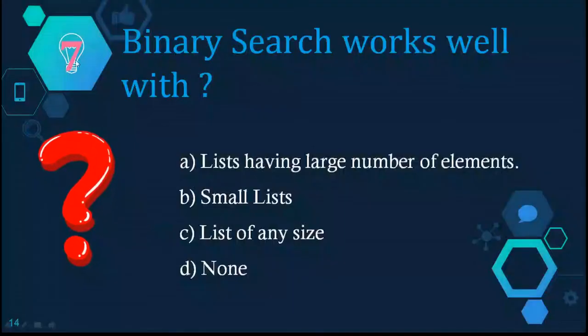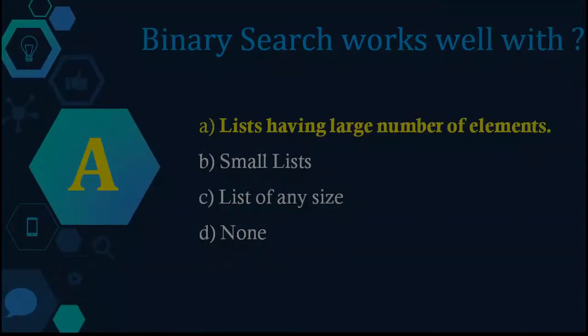Now coming towards the next question. So the seventh question is binary search works well with lists. Option A, list having large number of elements. Option B, small list. Option C, list of any size. Option D, none. Again, the answer of this question has been discussed in the previous questions. So you should know the answer. So now let's see the answer.